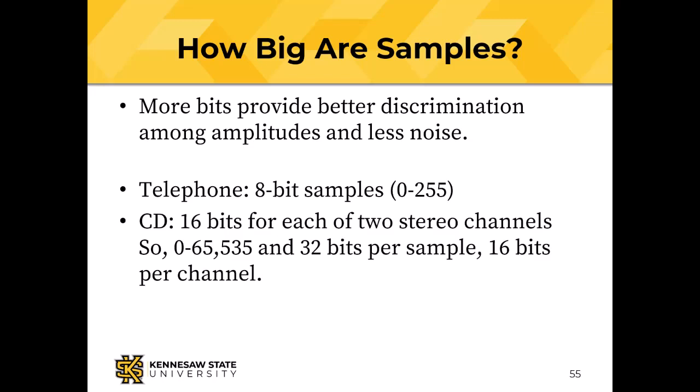Compact discs, 16 bits for each of 2 stereo channels, so 0 to 65,535. I can have 65,536 steps and 32 bits per sample, 16 bits for each channel.